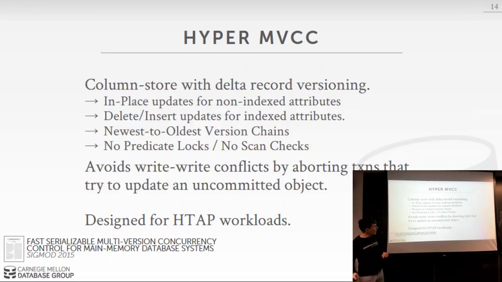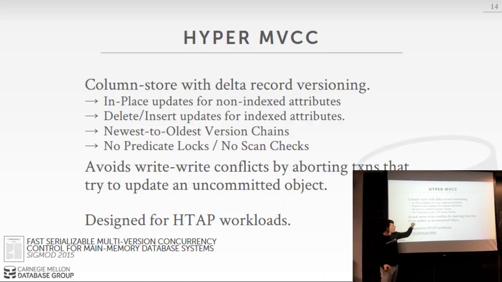is going to be insufficient, because if you're scanning a lot of data, you're going to have to record a lot of pointers. So they're going to be doing delta record versioning with version chains going from newest to oldest. And they're going to try to do in-place updates for any attributes that aren't indexed. If I update an attribute that is indexed, then I'll just do a delete and insert, like we talked about last class when we handled primary keys. And essentially that just creates a new version chain.